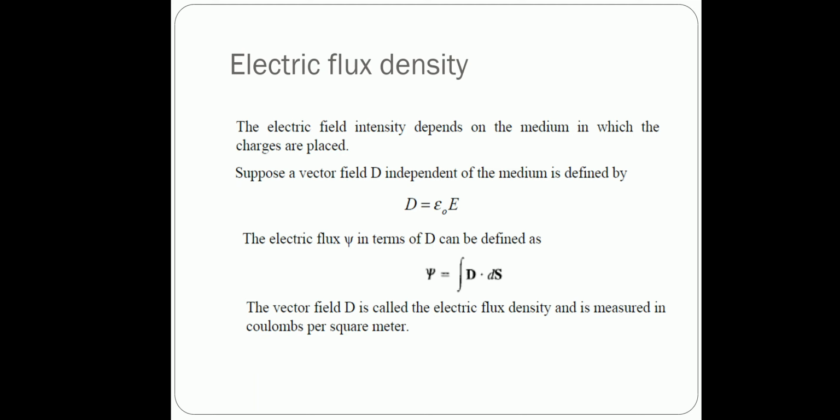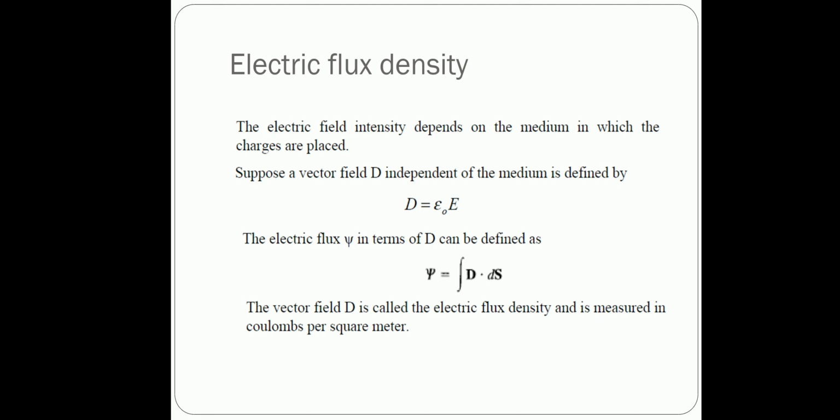So this is basically the measure of strength of an electric field generated by a free electric charge, or we can say that it is the amount of flux passing through a defined area. That is called electric flux density. We can represent this in terms of E as D equal to epsilon 0 E. The electric field intensity depends on the medium in which the charges are placed. Suppose we have a vector field D that is independent of the medium, and that D is given by D equal to epsilon 0 E, where E is the electric field intensity.